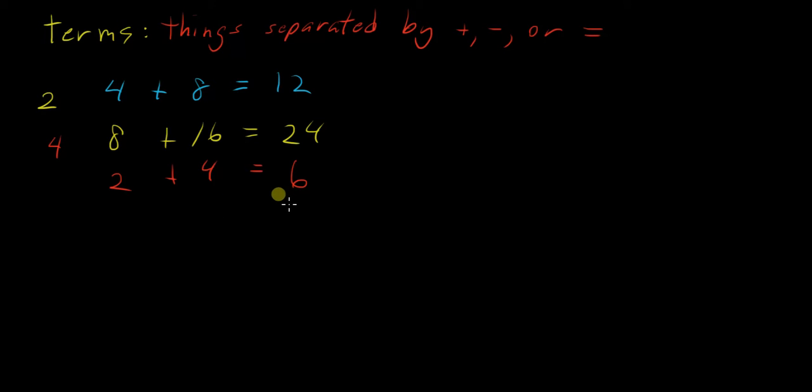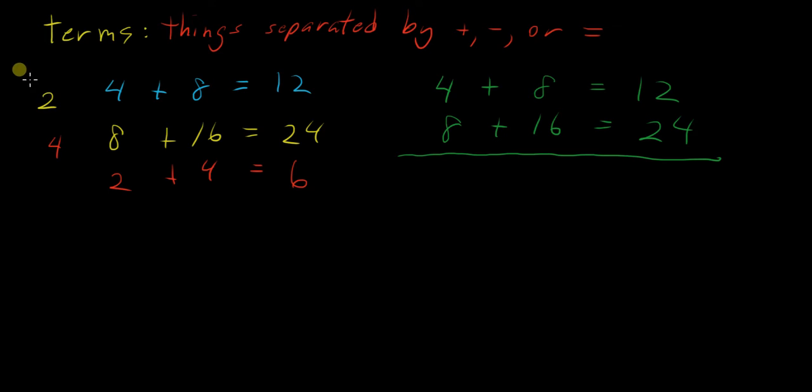Now I want to show you another thing. Can I add a couple of true statements? So let's take something we know is true. This is a true statement. Let's add it to this one: 8 plus 16 equals 24. Let's add these up and see if we get another true statement. So 8 plus 4, 16 and 8, 12 and 24. I'm adding up vertically, and sure enough, we do get another true statement.